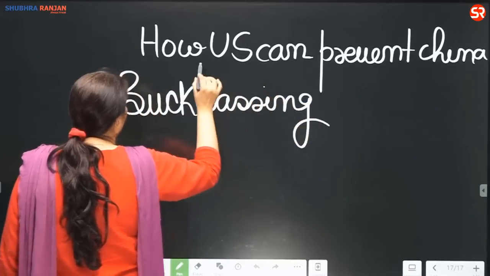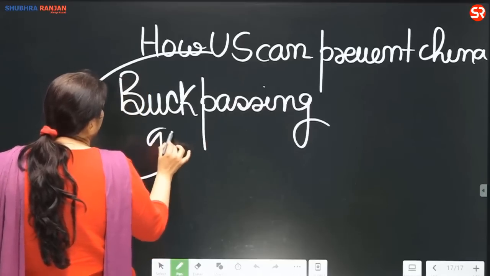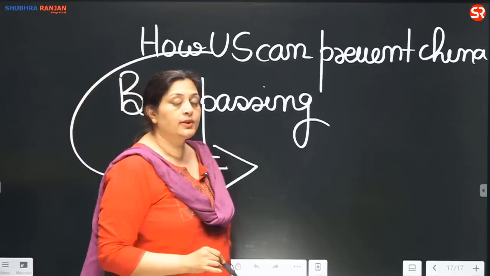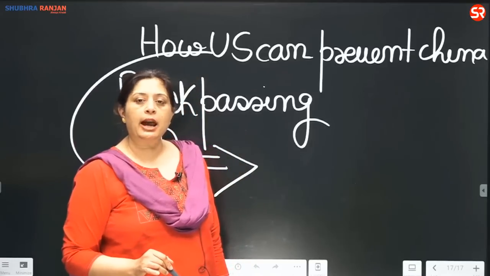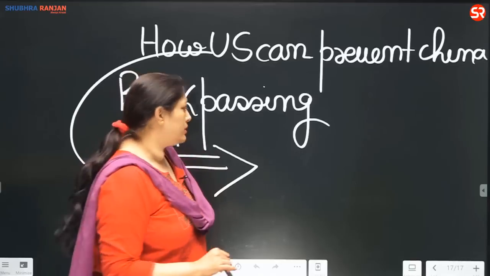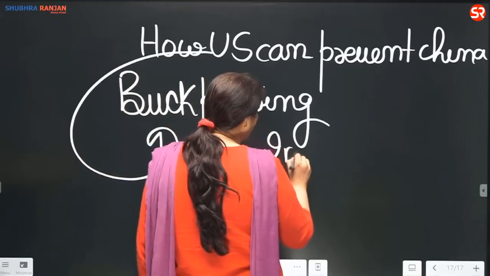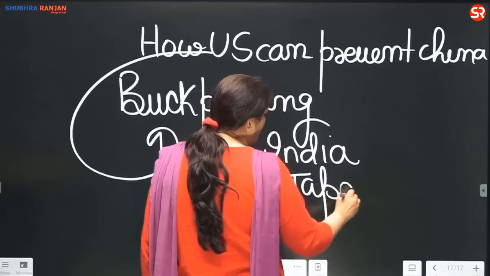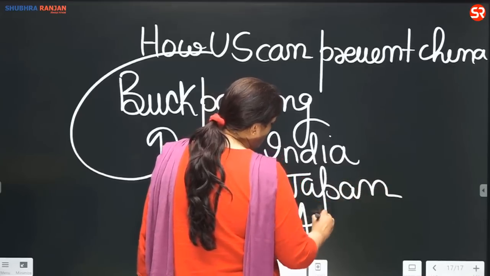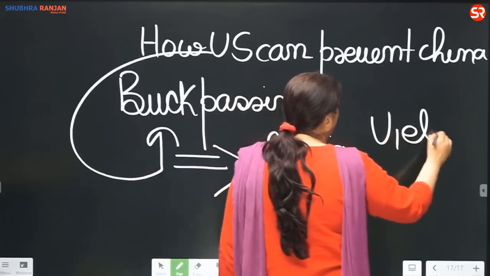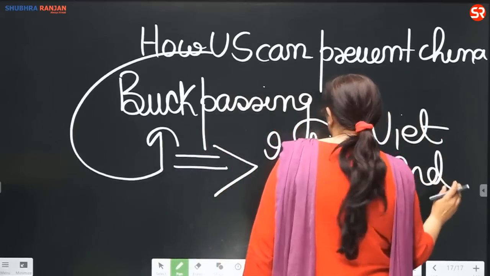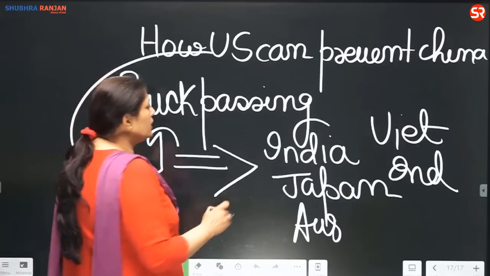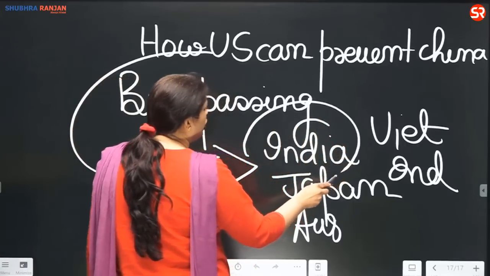Fine. So US can pass the buck or burden on the other countries in the region which are apprehensive of China's rise. The most important being India. Second is Japan, Australia, Vietnam, Indonesia, and so on.